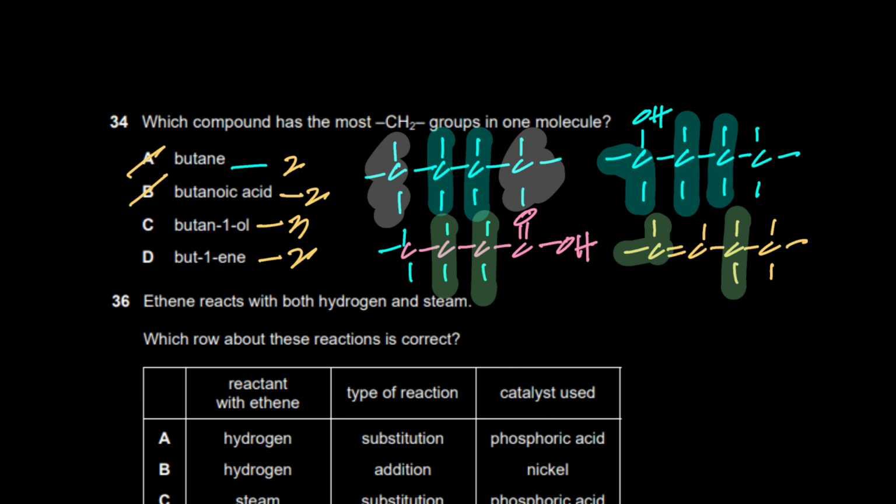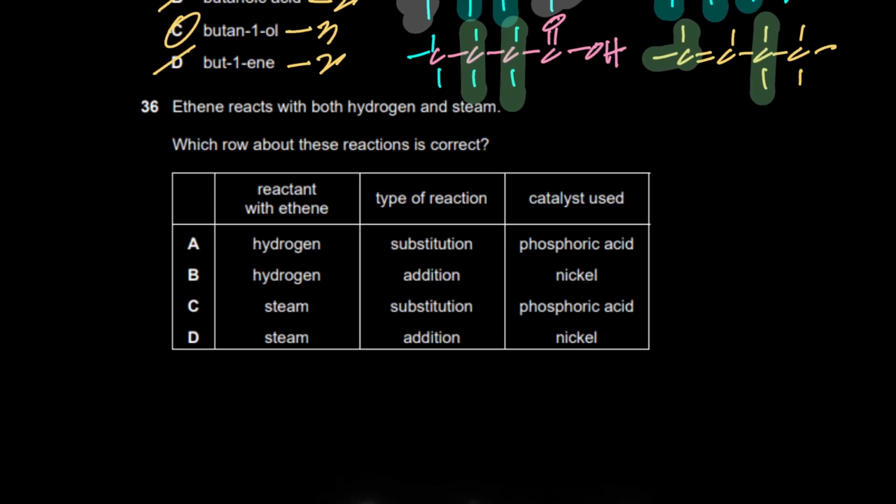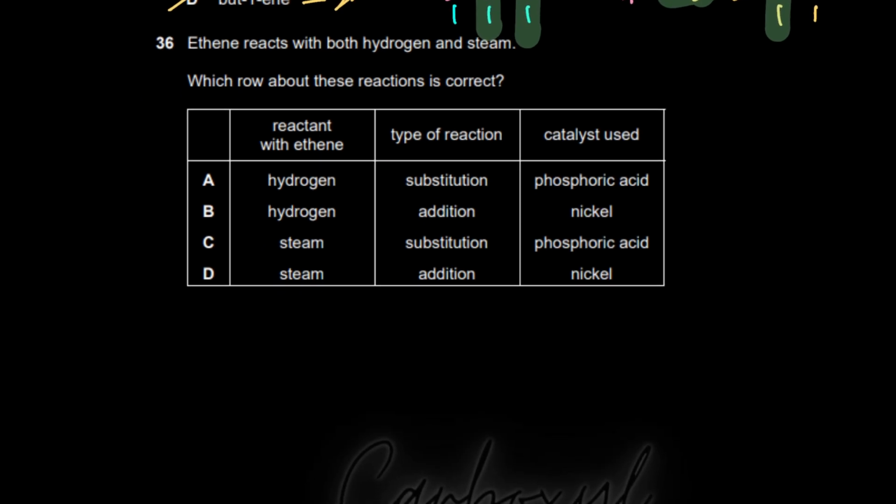This has 2. I'm going too slow on this, it's boring me. Ethene reacts with both hydrogen and steam. It does, and that's called the addition reaction. Which row shows the reactants? Which row about these reactions is correct? So the reactants with ethene are which ones?